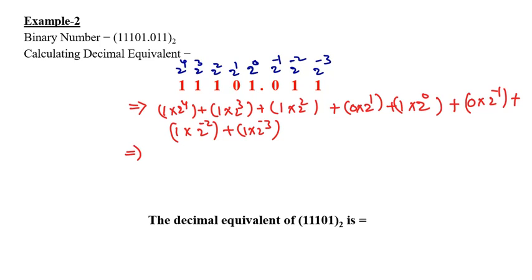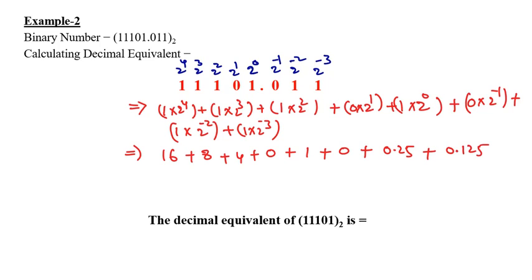If you multiply each one, 1 into 2 power 4, 2 power 4 is nothing but 16, so 16 into 1 is 16, plus 1 into 2 cube, that is 8, plus 1 into 2 square, that is 4, plus 0 into 2 power 1, that is 0, plus 1 into 2 power 0, that is 1, plus 0 into 2 power minus 1, that is 0, plus 1 into 2 power minus 2. 2 power minus 2 is nothing but 1 by 2 square, that is 1 by 4. So 1 into 1 by 4 gives you 0.25. In a similar manner, 1 into 2 power minus 3 is equal to 0.125.